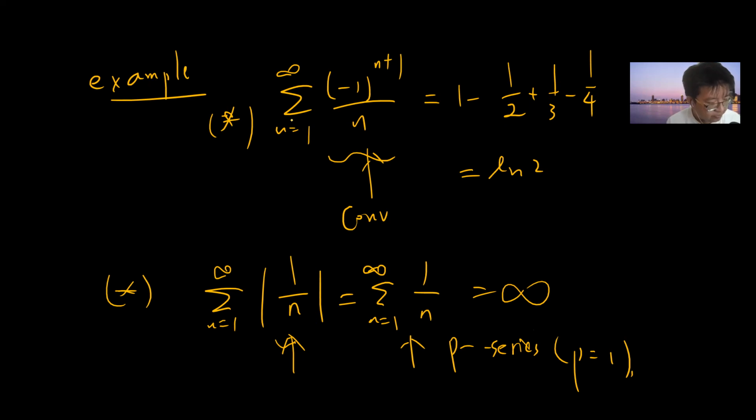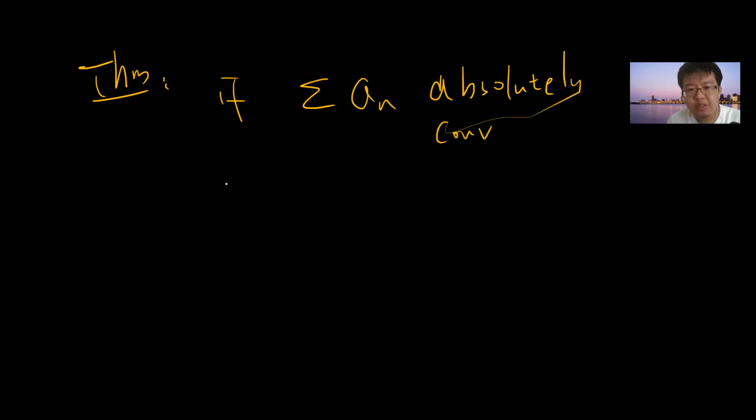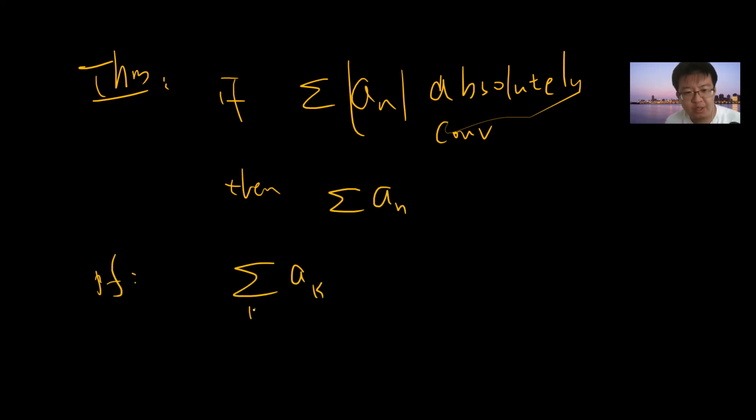Okay. So there's only one theorem that I want to prove, very easy. Theorem: if sigma a_n converges absolutely, then the original series converges. Okay, so the proof is just one line, by the inequality. If you take the partial sum from p to q and take the absolute value, it is less than or equal to the sum of the absolute values.